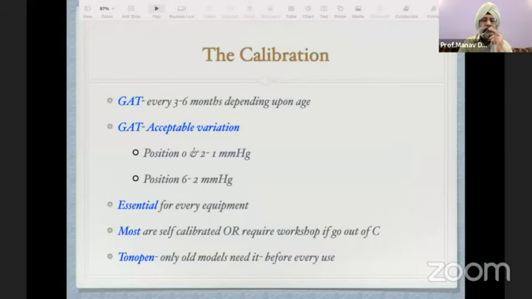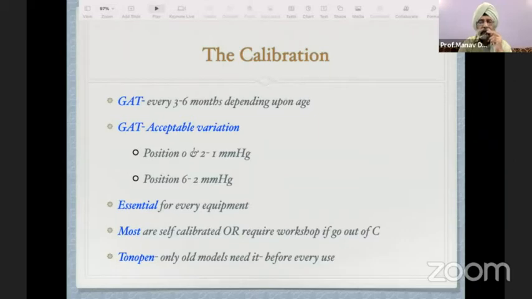For this particular instrument, calibration should be done every 3 to 6 months, depending on the age of the instrument. The acceptable variation for position 0 and 2 is 1 millimeter of mercury, whereas in position 6, we accept an error of 2 millimeters of mercury. However, in the rest of the other applanation tonometers also, this is an important calibration.